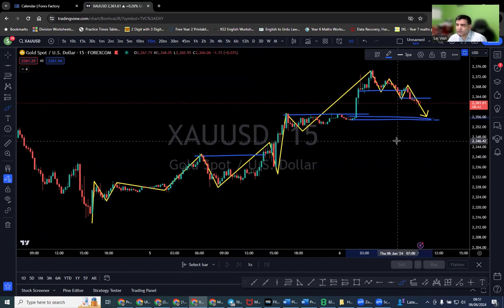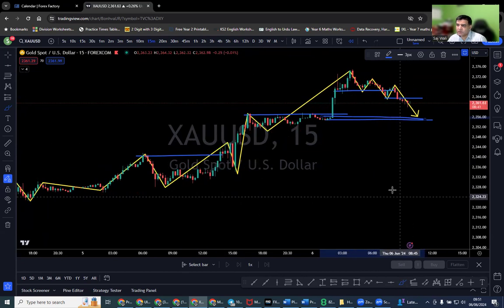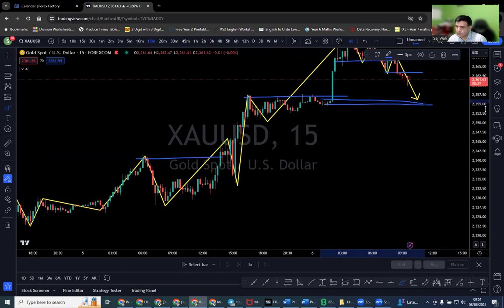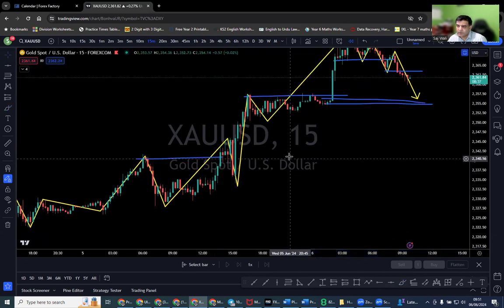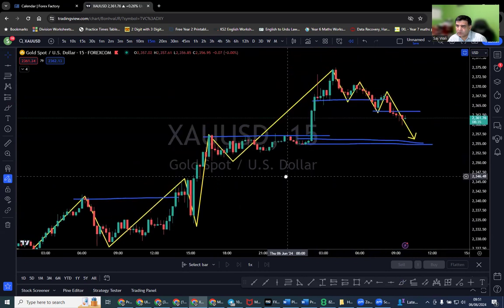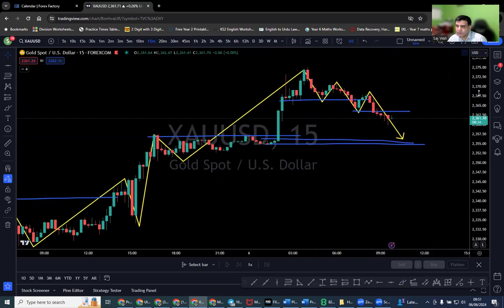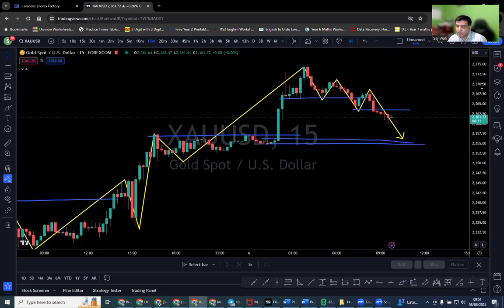So I hope this is helpful. This is only a short analysis because we've already been analyzing gold for the last few days. So daily has been broken for 4-5 candles to the upside. But let's see what happens now.